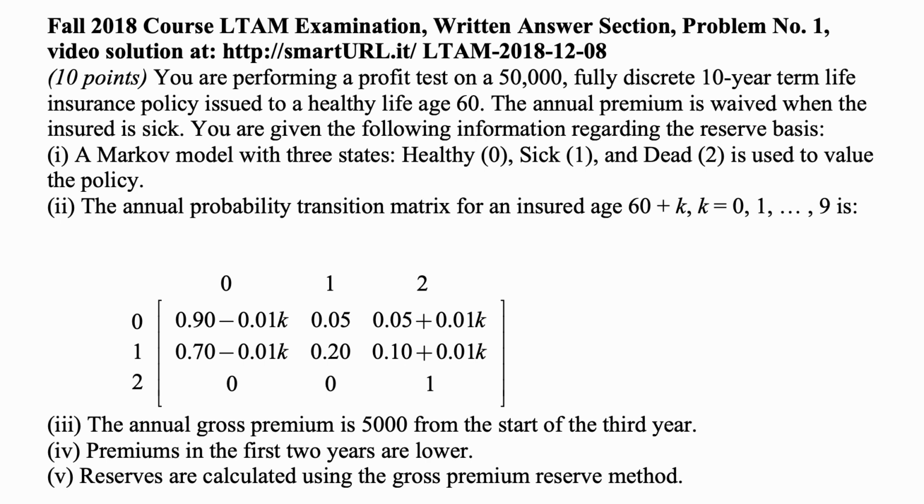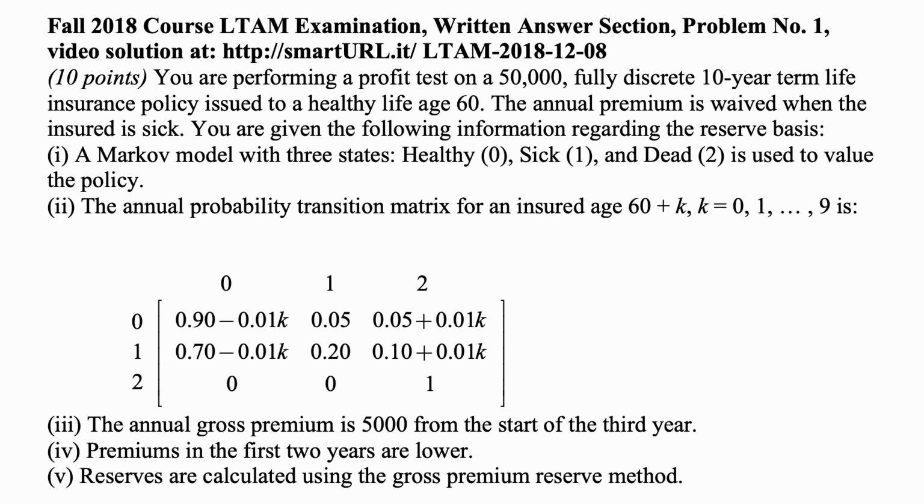the form of 0.70 minus 0.01K, while transition from state 0 to state 2 is of the form 0.05 plus 0.01 times K, and transition from state 1 to state 2 is 0.10 plus 0.01K. Note that state 2, of course, is absorbing.